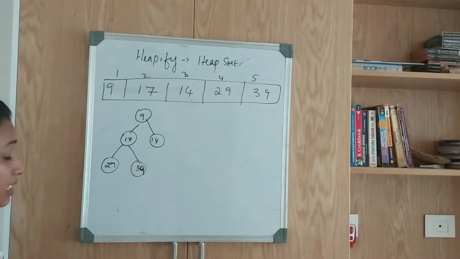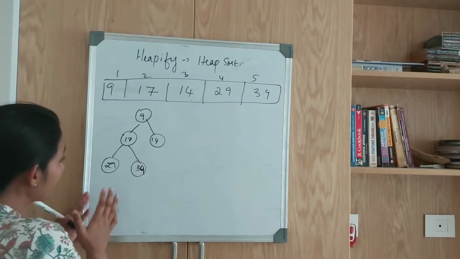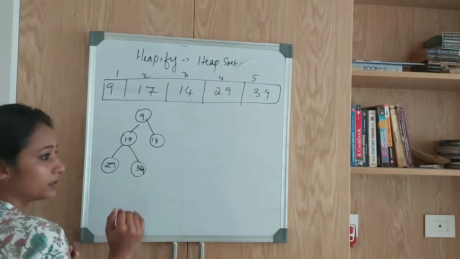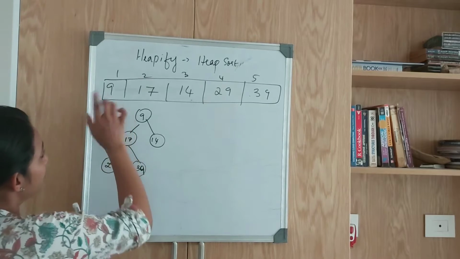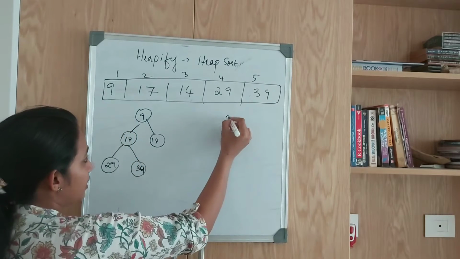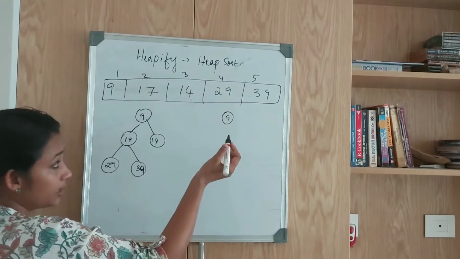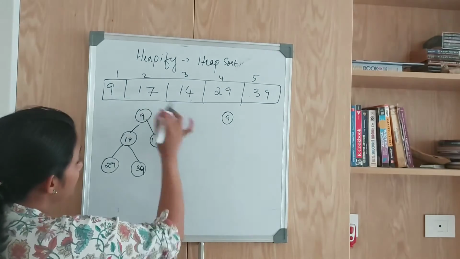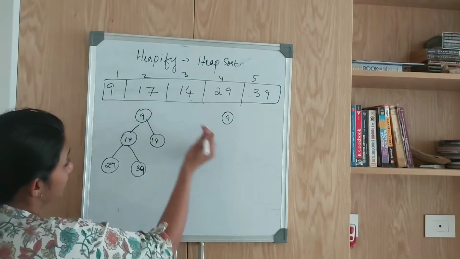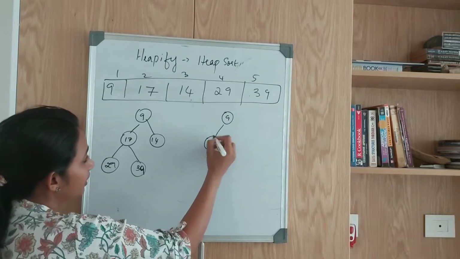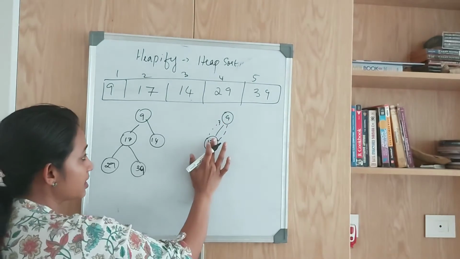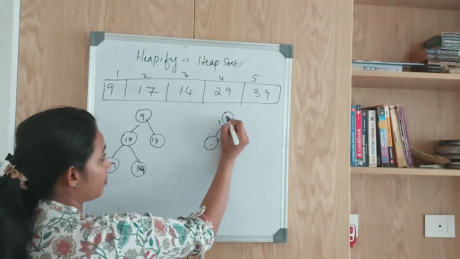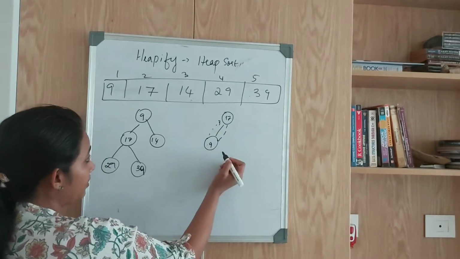So now what is Heapify in the sense? Till now, how did we create a heap? We picked the first number, that is 9, and created a node, and then we took the other number, that is 17, and did a comparison whether 17 is greater than 9. Yes, so you have to go ahead with swapping. So we did swapping there.